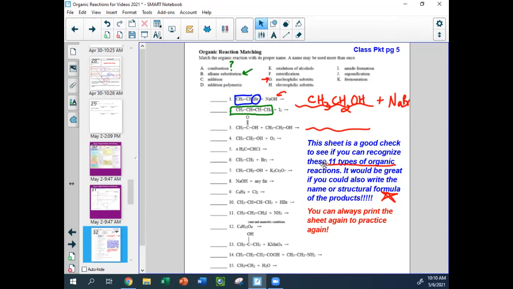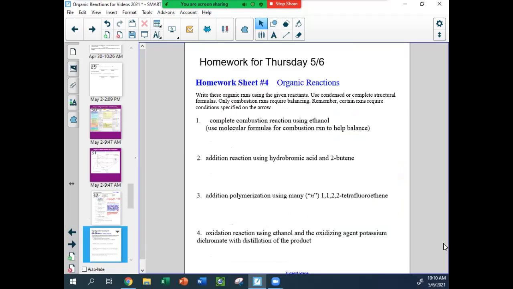I recommend that you do this sheet carefully. Check your answers in Schoology. Do it again. Check your answers. You can always practice again by printing up another worksheet. I show you the homework that you're going to be doing Thursday night. Once again, the answers are on Schoology, but you need to get used to this.